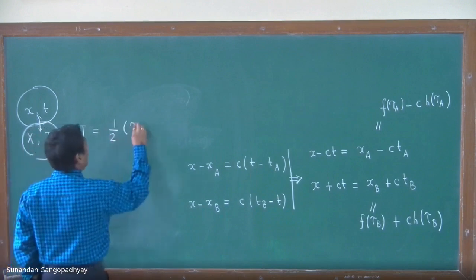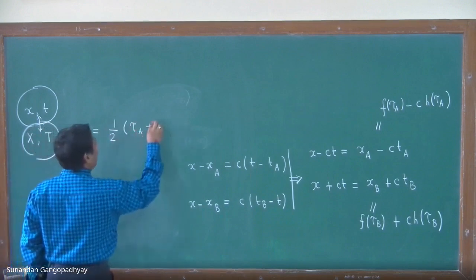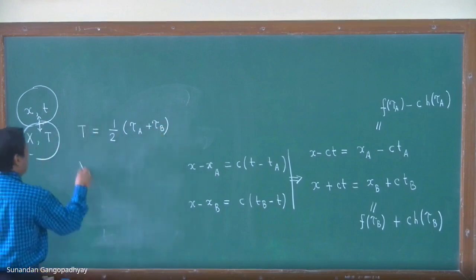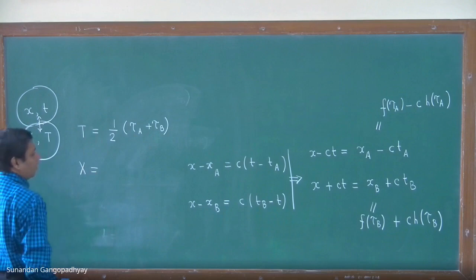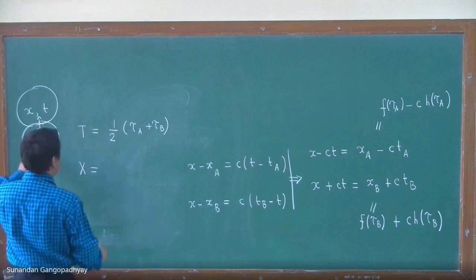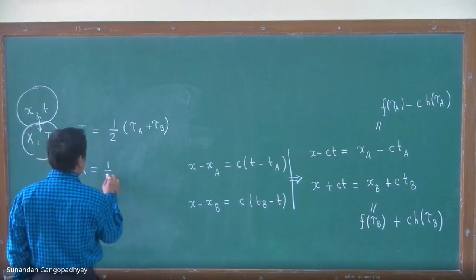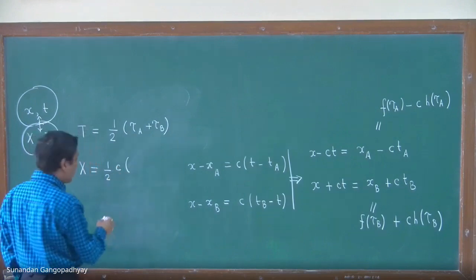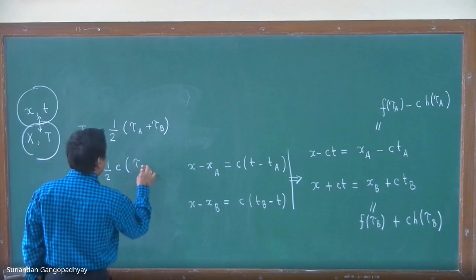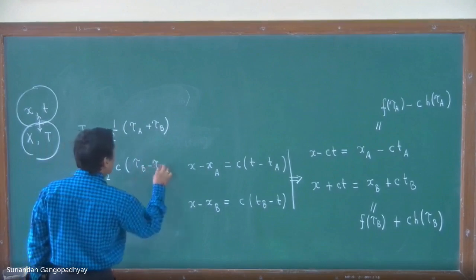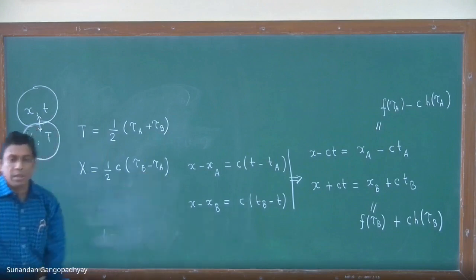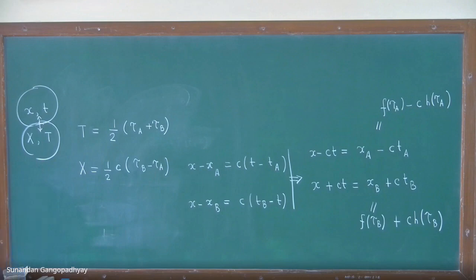you can immediately say that it is reasonable to assign the following coordinates. So x is a little bit tricky. It is nothing but half c. C has to come because of dimensional considerations, and this is tau b minus tau a. Why has this been taken as tau b minus tau a? Because tau b is obviously greater than tau a. Therefore, it has to be in that way.